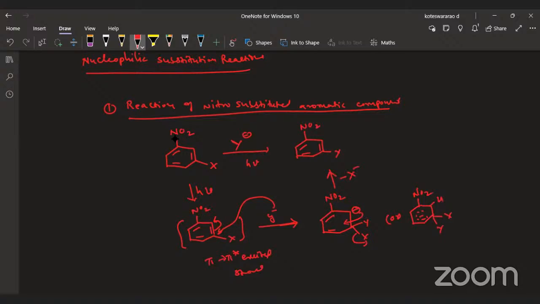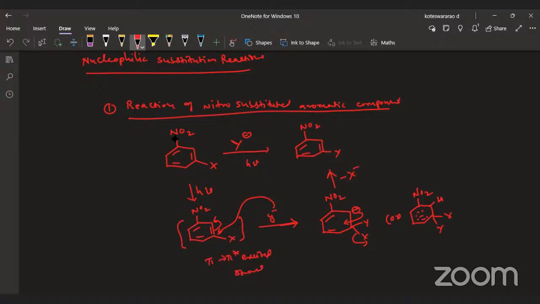The electron density in the π to π star excited state at the meta position is substantially lower than in the ground state. Whenever it is in the excited state, the pi electrons are excited from the lower energy to higher energy. In such a situation, it exists in the π to π star excited state. At that particular stage, the electron density at the meta position is lower when we compare it to the electron density at the ground state. Due to that reason, the nucleophile therefore attacks at the meta position of the excited state, directly producing the anionic intermediate.